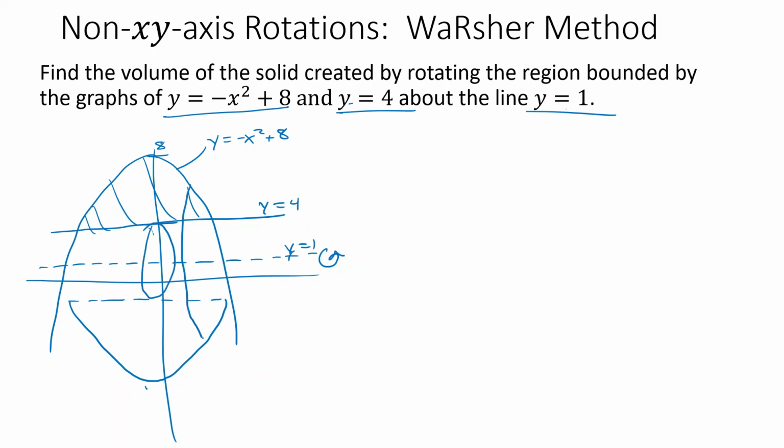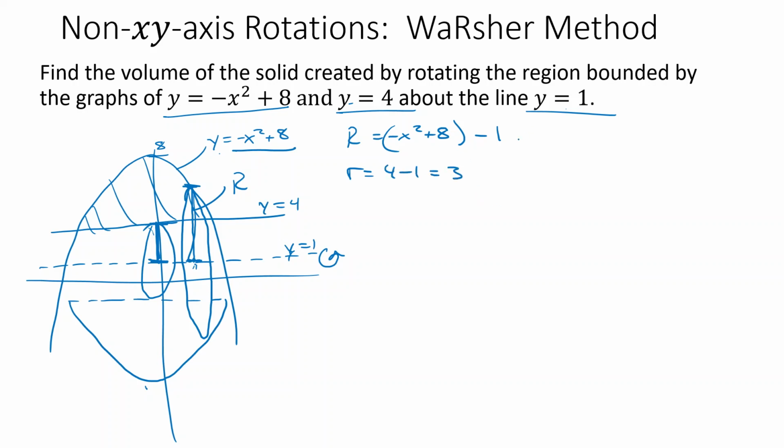So we've got an outer radius, our big R here, which is going from this line, y equals 1, all the way up to this curve. So this distance here, the bigger radius, big R, will be this curve, negative x squared plus 8, minus this 1 here. It's the distance between the two, so we just subtract 1. And this little radius here is going from 1 to 4. So our little radius is 4 minus 1, or just 3.